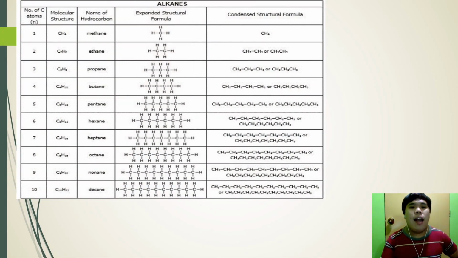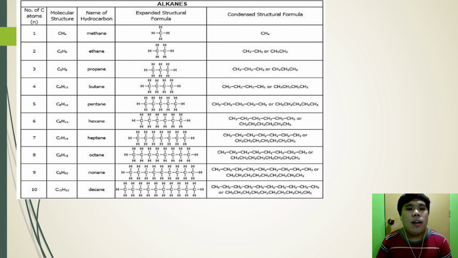Okay, we have here the alkanes, the number of atoms. The first column is the number of atoms. Second is the molecular structure. So, molecular structure, makita ninyo ang subscripts. So, pilay number of carbon o pilay number of hydrogen.